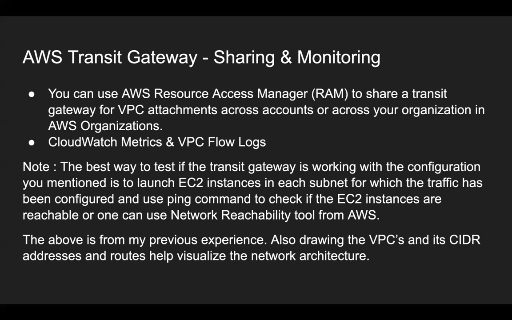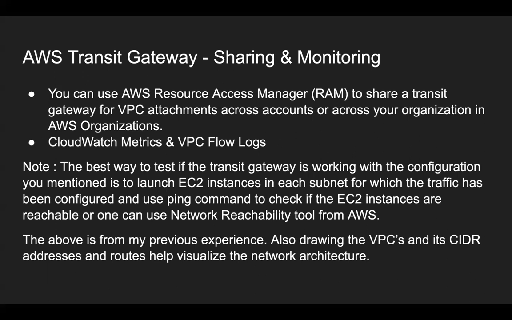But my best practice, when you create something like a Transit Gateway and have like 10 or 12 VPCs attached to it, is to always take a pen and paper and draw your network architecture diagram, write all the CIDR block addresses, and then visualize the network architecture diagram and write down the route tables so that you have everything on pen and paper and visualize it properly.